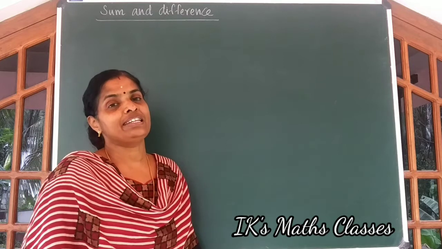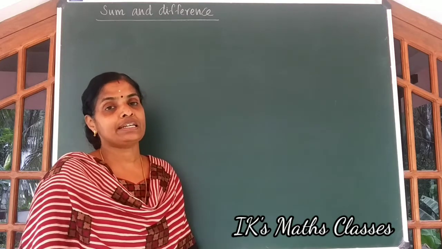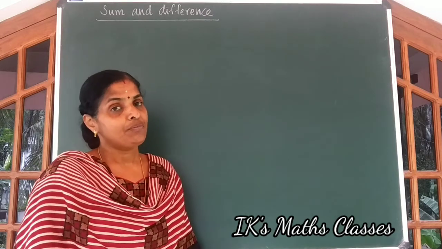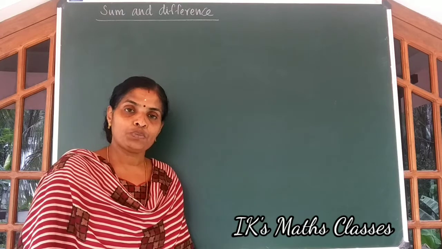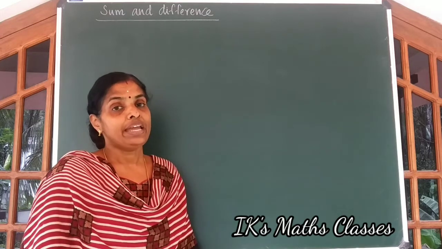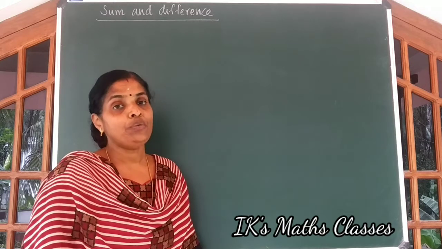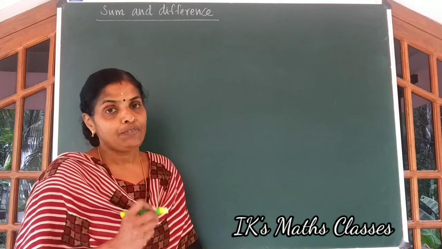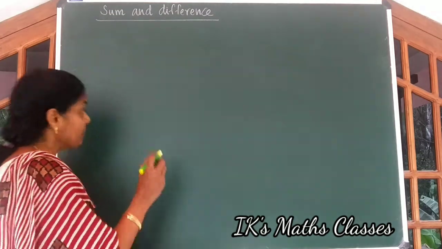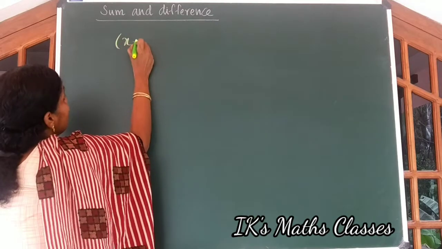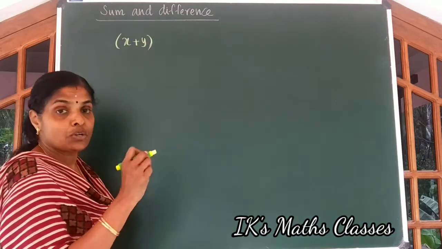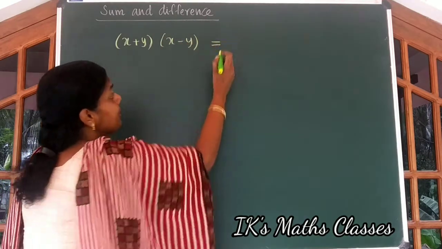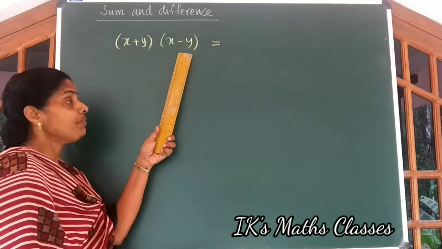9th part of Identities. Today we are going to discuss the product of sum and difference of two numbers. We have already discussed (x plus y) whole square and also (x minus y) whole square. Now we are going to see the product of sum and difference. If you write the sum of two numbers, you can write it as x plus y, and the difference of these two numbers is x minus y. Now we are going to find out the product of these two.